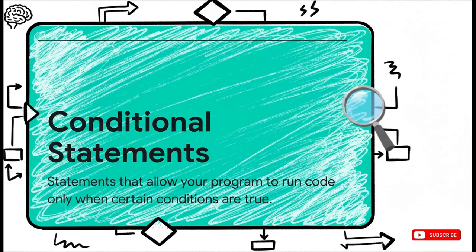So what are they? Well, think of them as simple yes or no questions you ask your program. If the answer to the question is yes, or in coding terms, true, the program does one thing. But if the answer is no, or false, it does something completely different. Or maybe nothing at all. This is literally how you give your code the power to think.